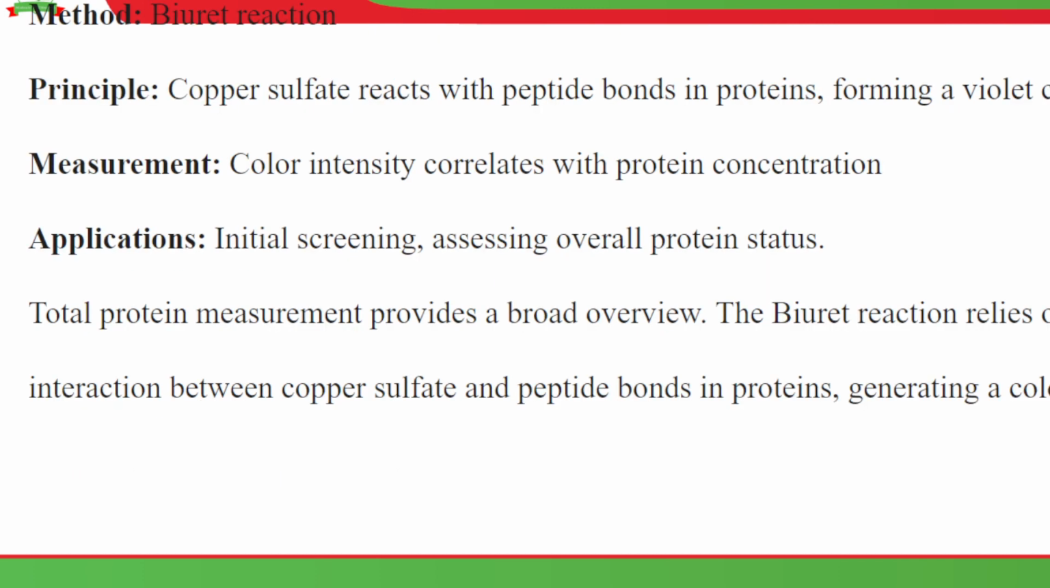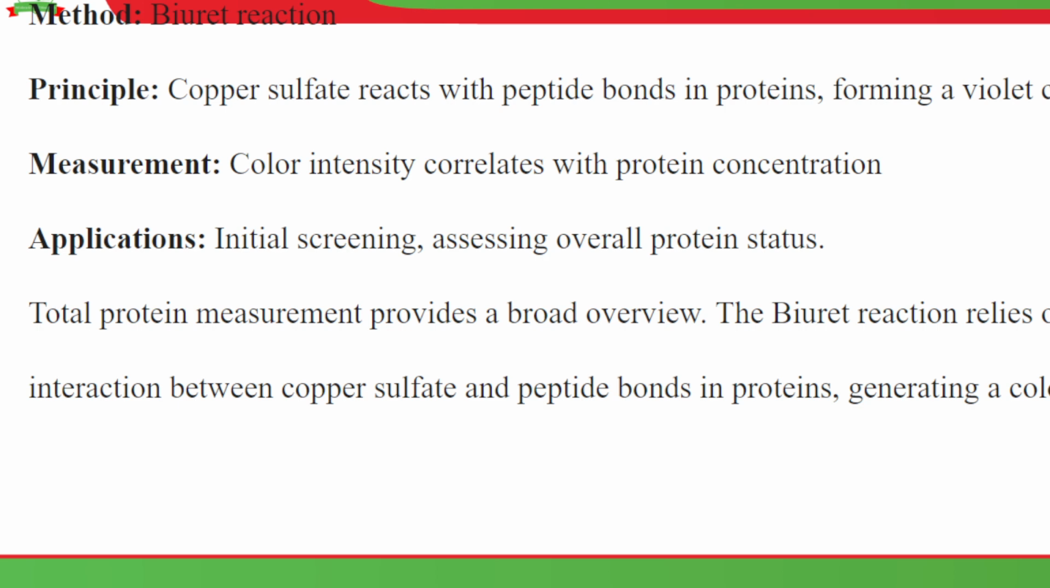So what are the methods that we use for measuring protein? One, we have the Biuret reaction. And what principle does it work on? First, we need to understand that it uses copper sulfate. So what does it do? The principle is that the copper sulfate will react with the peptide bonds in proteins, and then they form a violet complex. Now, that is exactly what it is. Then, after forming this violet complex, the intensity of color is going to correlate with the protein concentration. The more intense the color, the more protein in your sample.